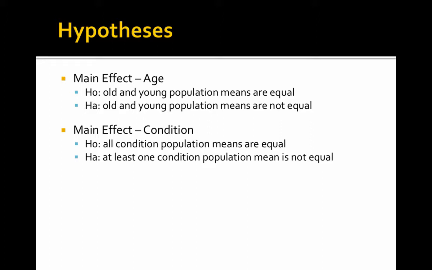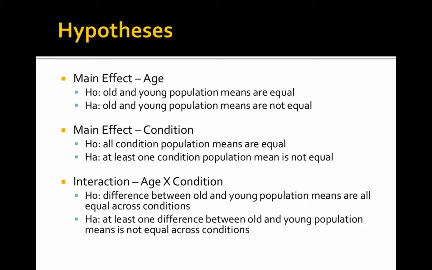Now notice here that when we're talking about condition, we're not separating people out by age. We're just going to look at all the people who did rhyming versus all the people who did adjectives versus all the people who did imagery, and just see, is there a difference in condition that tells us how well people remember things. But then we also want to look at the interaction of age with condition.